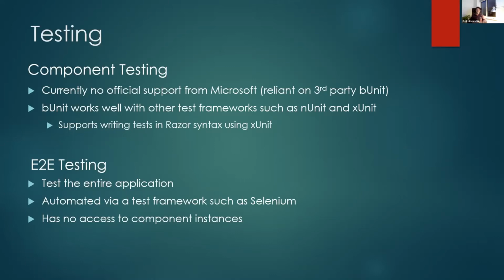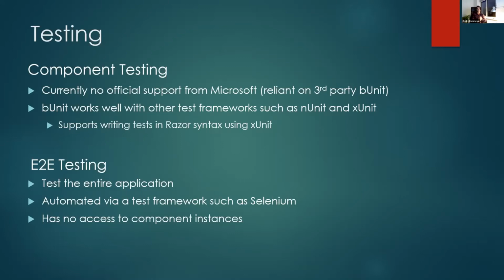Now, bUnit just works pretty well with other test frameworks. I tried this yesterday with NUnit, and I found that it's very straightforward to use. Basically, what you do is you create a test context and render your component, feeding the parameters that it needs, and then you can interact with it quite easily. And this is something I caught from their documentation: I was writing the unit tests in plain C# code, and they actually support writing tests in Razor syntax, but that is only supported using xUnit, which I've never used before. So it looks interesting. Definitely have to take a look there.